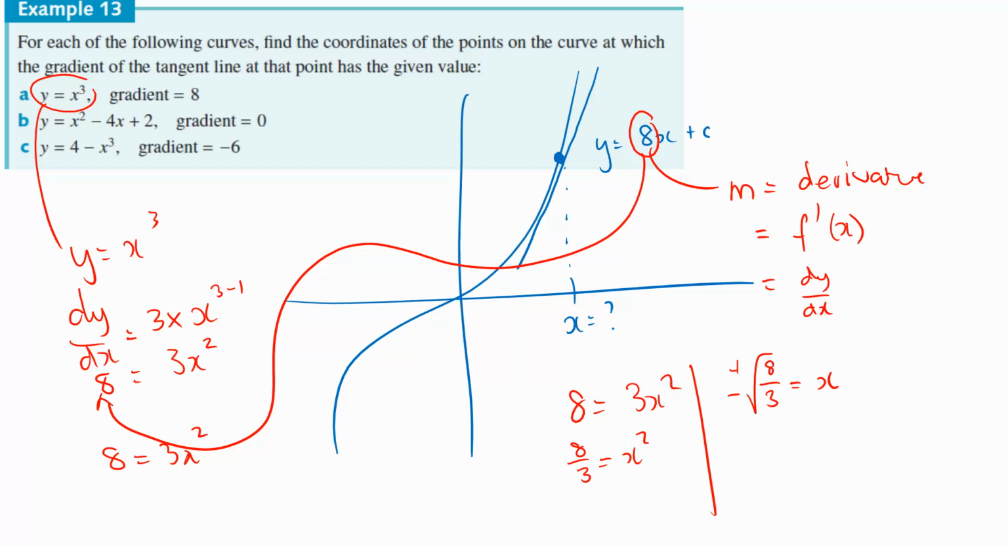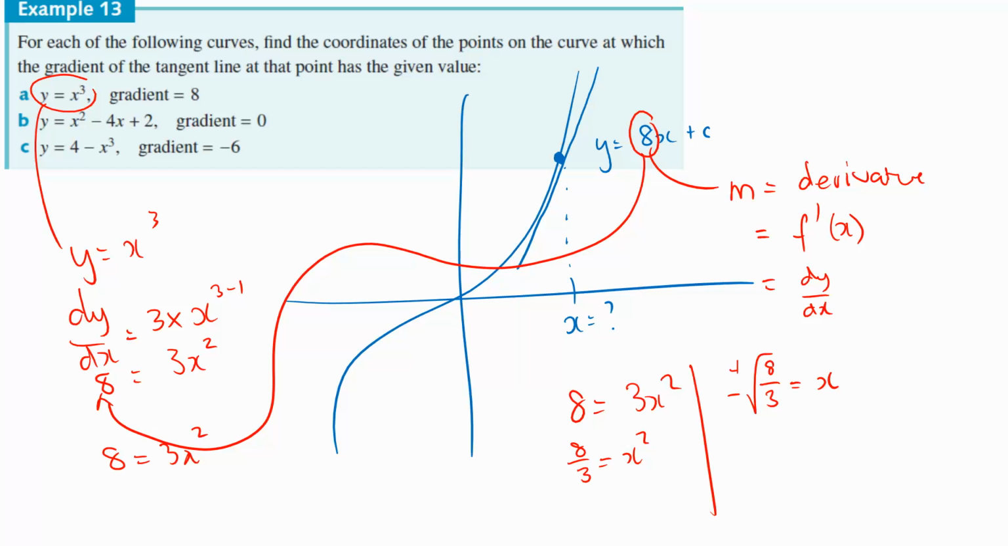Now, that was the hardest part that you had to do. Okay, the understanding that the derivative of this will give you the gradient. But they told you the gradient's 8, you just sub 8 in and solve for x. But now remember the question was to find coordinates. So now I know this coordinate, I've got root 8 on 3.